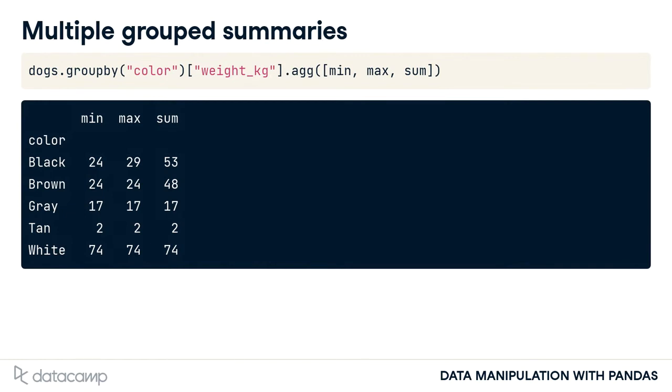Here, we pass a list of functions into agg after grouping by color. This gives us the minimum, maximum, and sum of the different colored dogs' weights.